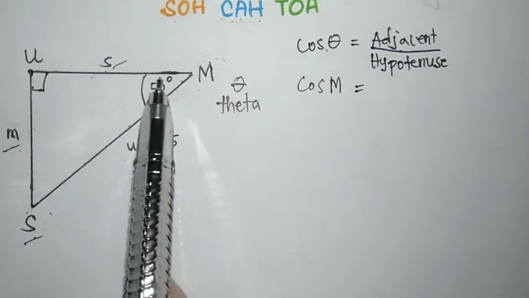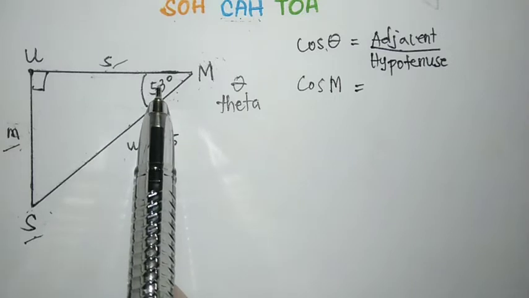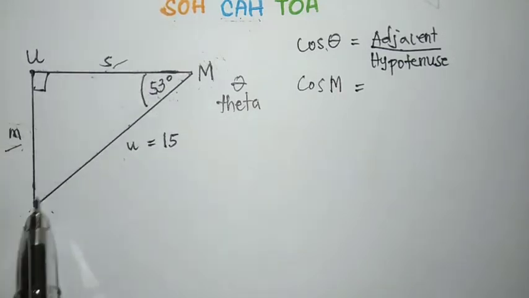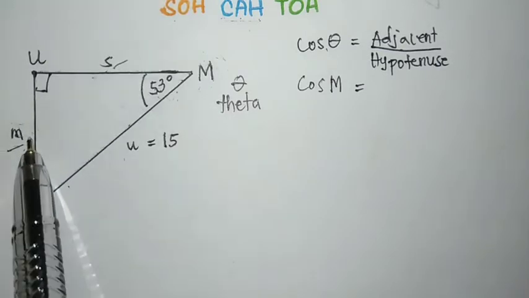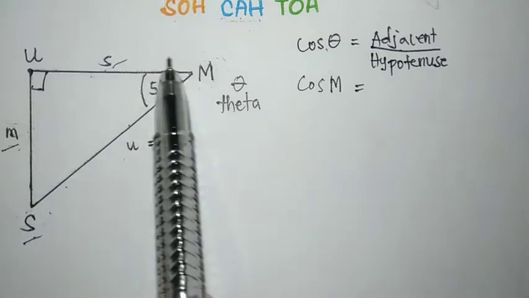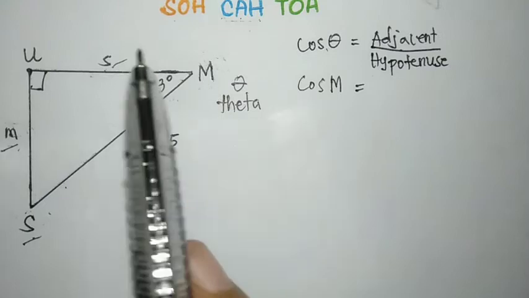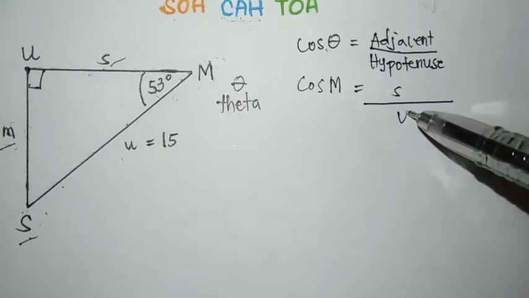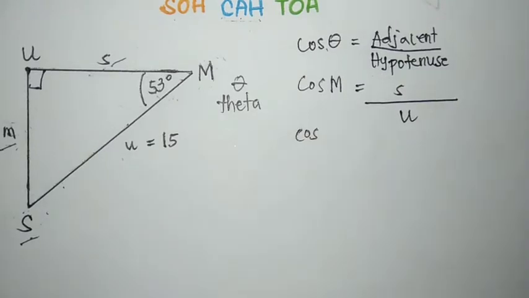Remember, uulitin ko, angle theta palagi ang magbabase para malaman mo yung tawag sa mga sides ng right triangle. Si hypotenuse lang yung hindi nagbabago. Si adjacent tsaka opposite, nagbabago sila ng position based dito sa angle theta. So, we have the adjacent as S and hypotenuse as U. Isubstitute lang natin yung mga given.